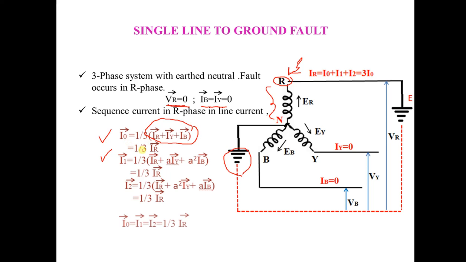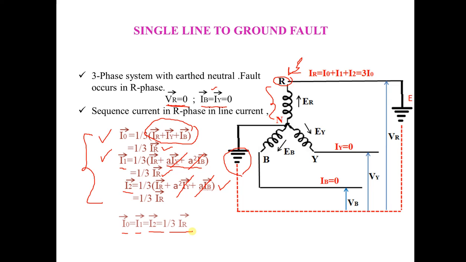So I0 will be equal to 1/3 of IR, and similarly I1 for positive. By applying the conditions we obtained, all are equal. So IR, and similarly I2 is 1/3 of IR plus a squared IY, and so on. These are the formulas. Here the term is equal to 0, because IB and IY are equal to 0, so all the terms will be cancelled and only IR will be there. So from the obtained equation, I0 equals I1 equals I2 equals 1/3 of the IR vector.